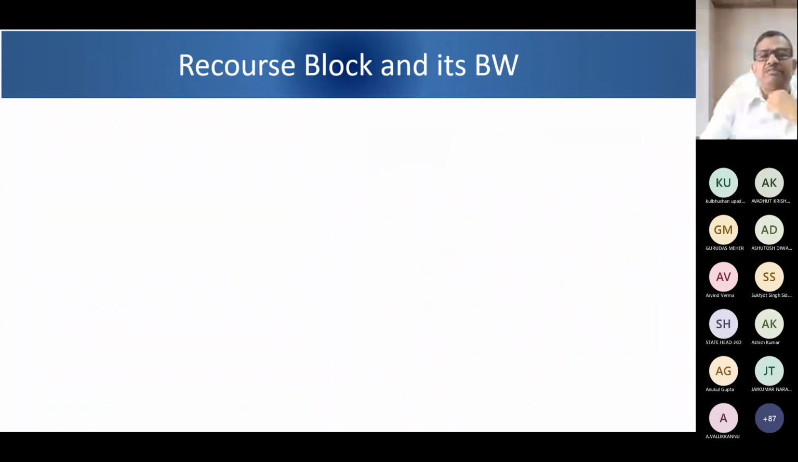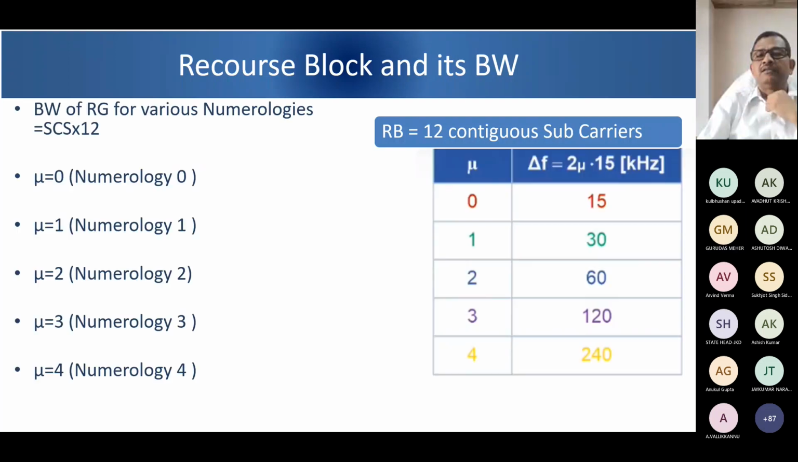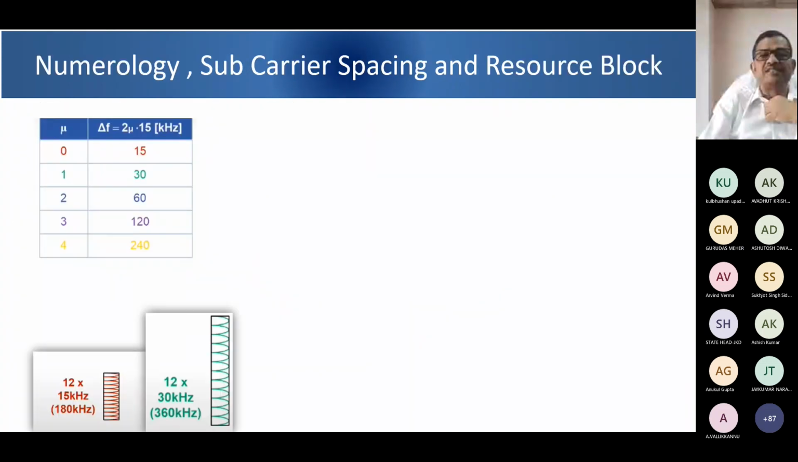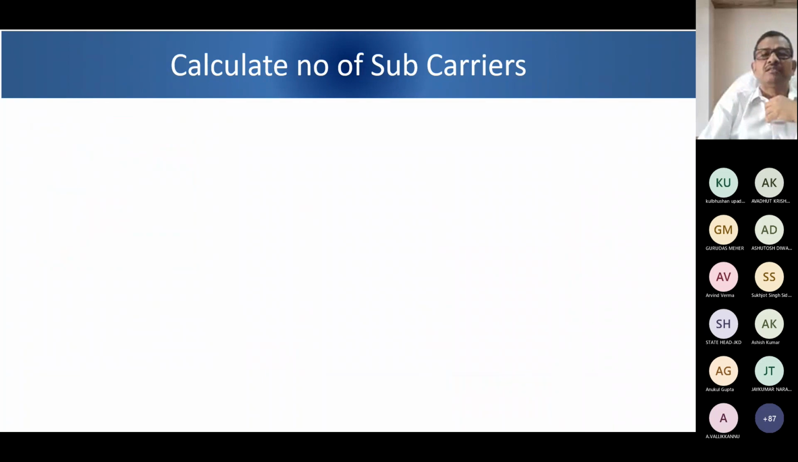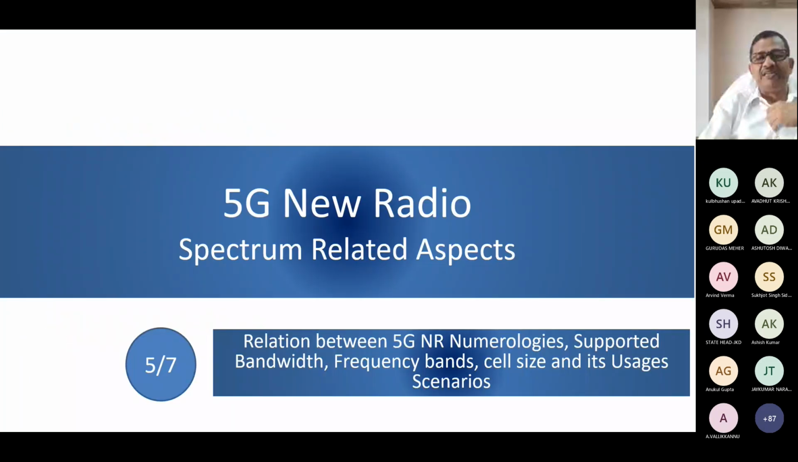Very nice. So this we have already covered, what will be the bandwidth, so I'll just skip. Can you do one more calculation? I think this we had done yesterday, so here also I'll just skip. Now I'll tell you the relation between numerology, frequency band, cell size, etc. Just see here.